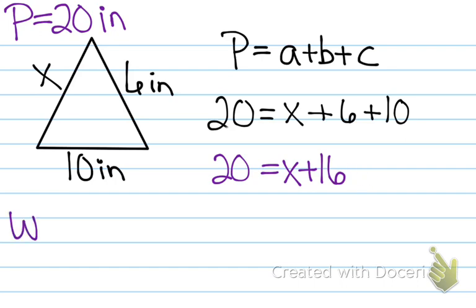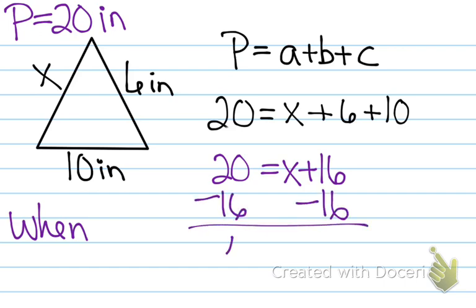We don't need the inches there yet. All right, so we subtract 16 from both sides. Subtract 16, and 4 inches equals X. And if you said X equals 4 inches, that actually makes a little more sense. But either way, it's the correct answer.